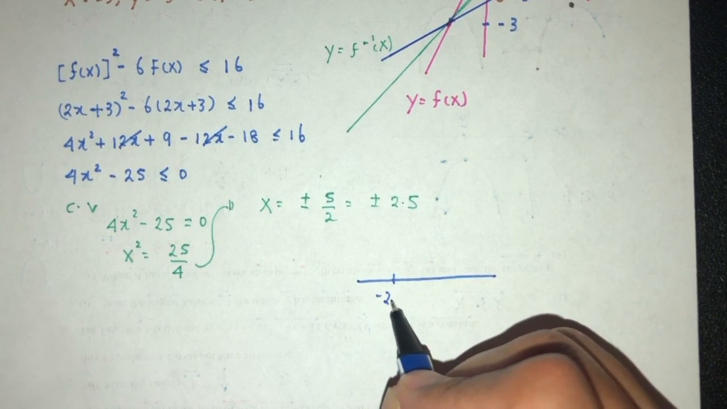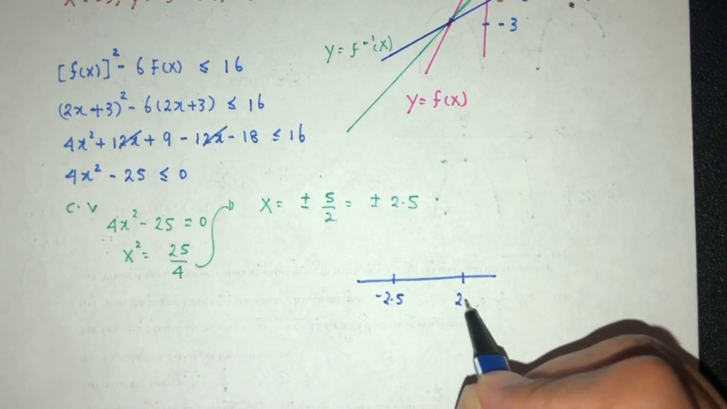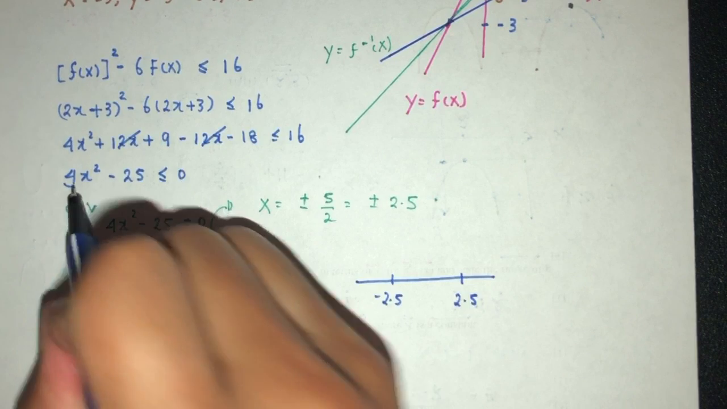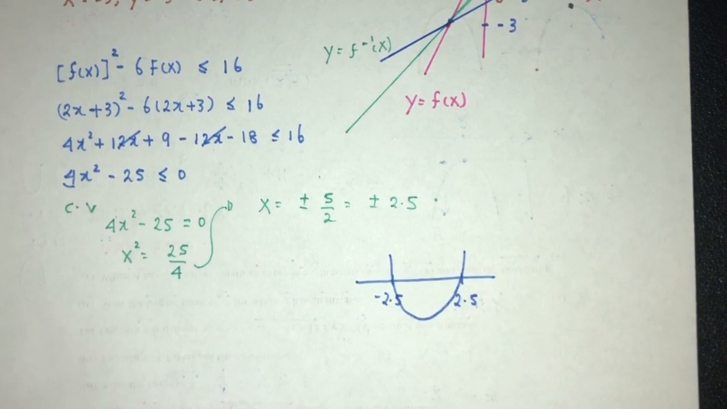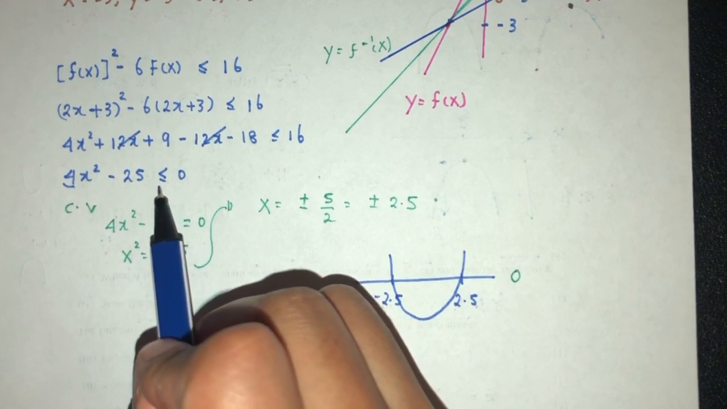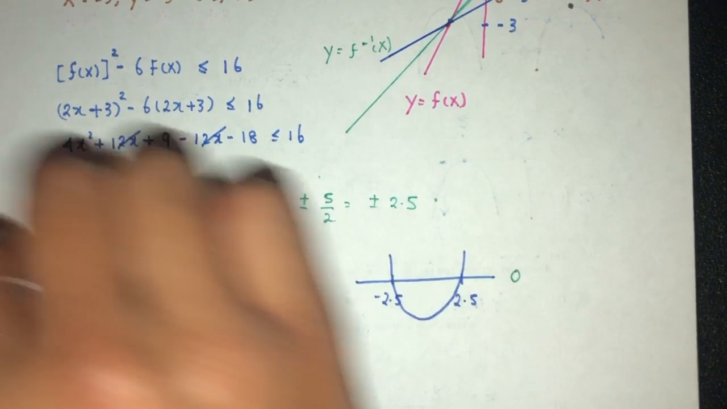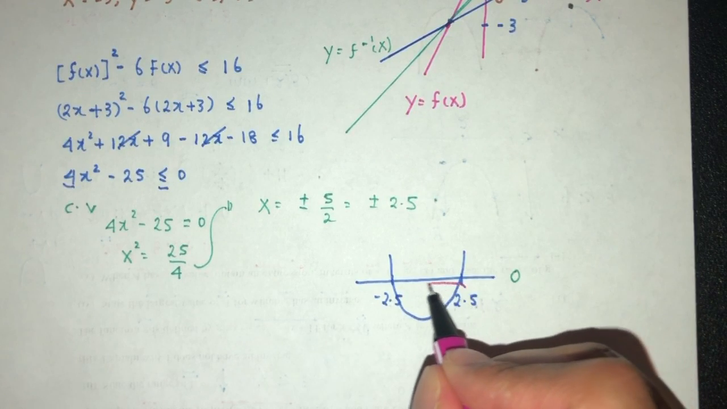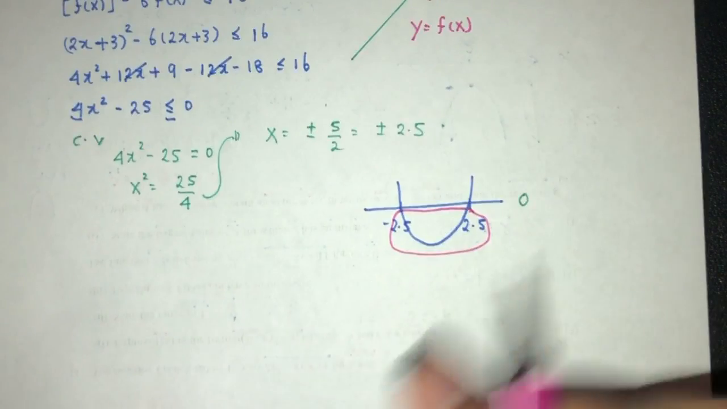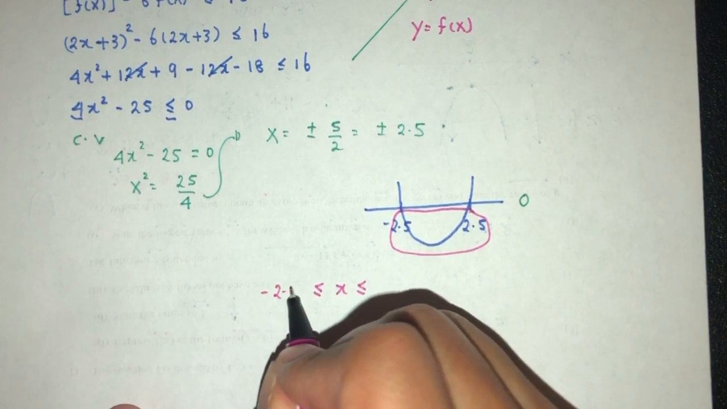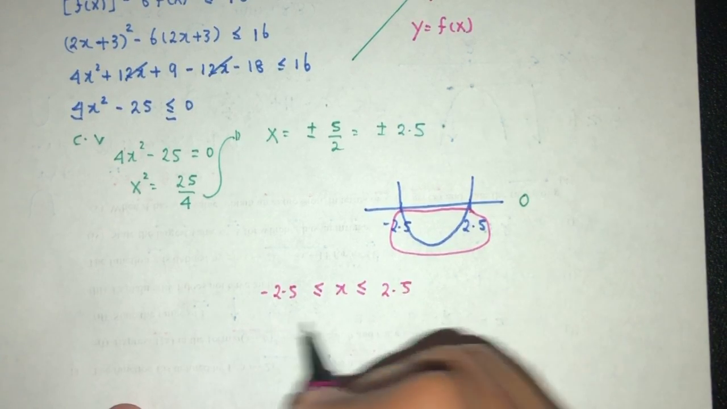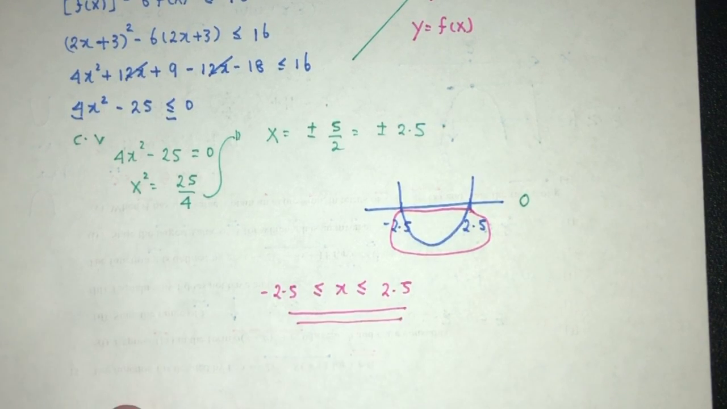So now we have to look at the graph. That is minus 2.5, and that is 2.5. The graph shape will be this one, because the coefficient of x squared is positive, the graph will be a minimum curve. This is my line of 0. As you can see, it needs to be below 0, so below will be this part, right? That will be x has to be between the value of minus 2.5 and 2.5 for that to be possible. So this is the set of values for x.